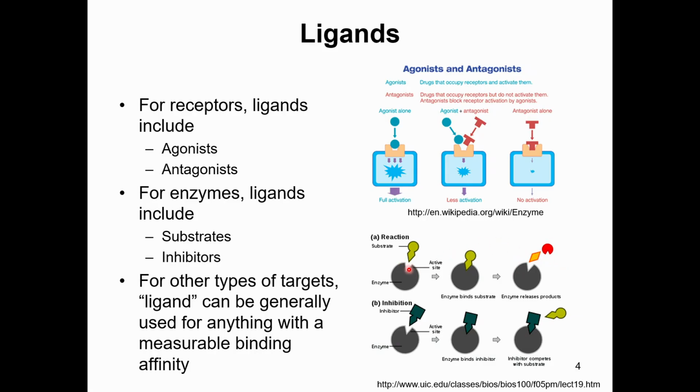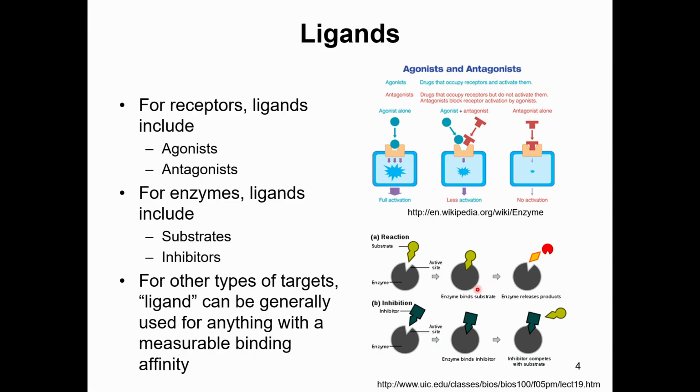So the place on the enzyme where that occurs is called the active site. And so here comes the substrate, binds to the active site. You have an enzyme substrate complex, then catalysis occurs. In this case, you get a cleavage event.